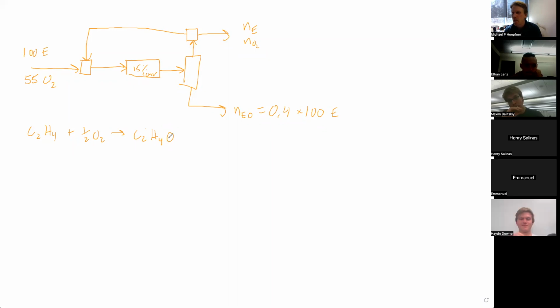Actually, I don't think it matters. I think we can do either one because we have the ethylene oxide output, so there's only one unknown for each of these, which is the unreacted one right here. So let's do oxygen balance.